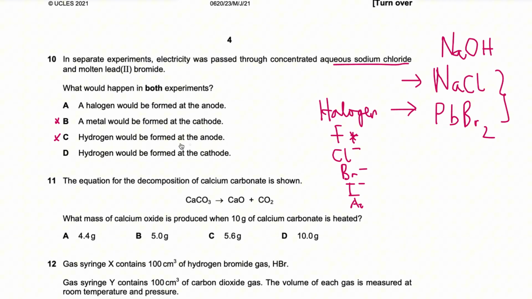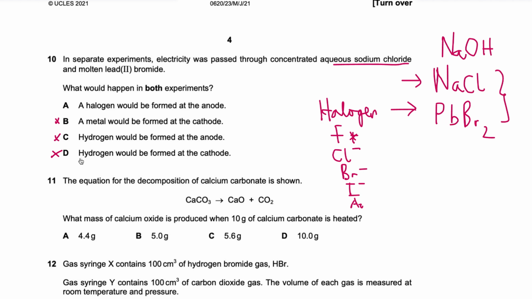Okay, for this one. In both cases, only in the first case will hydrogen be formed, because this one is an aqueous solution. So hydrogen is less reactive than sodium, so hydrogen will be the one that will be discharged at the cathode. However, for this one, no. For this one it is the lead that will be discharged.